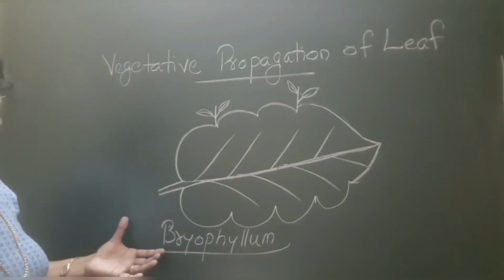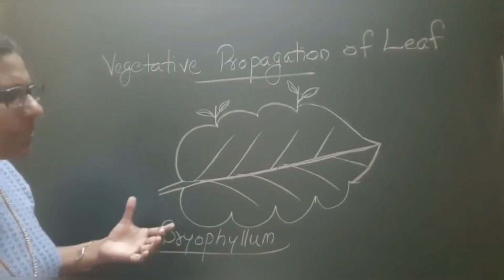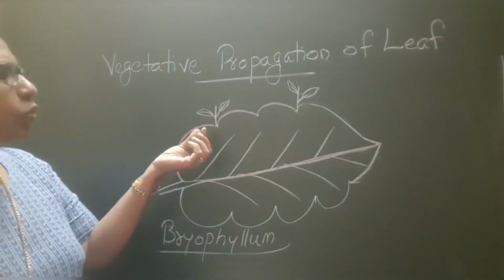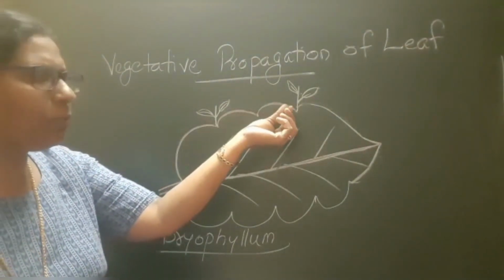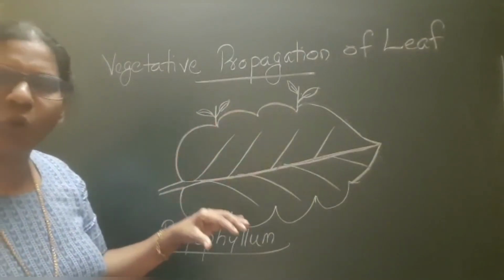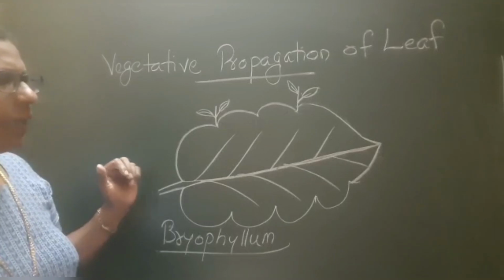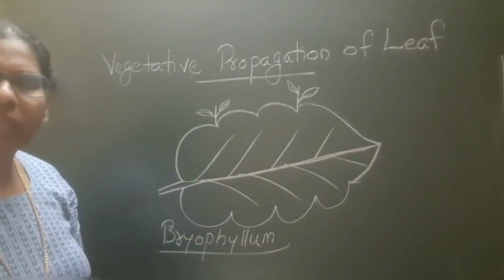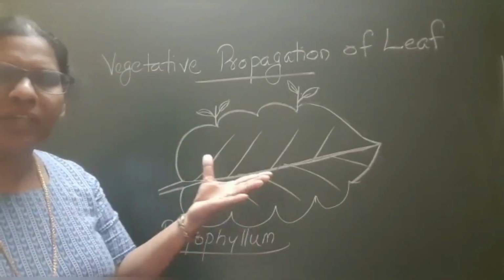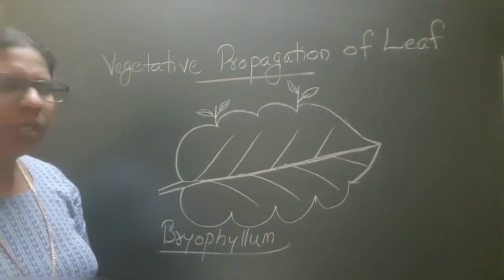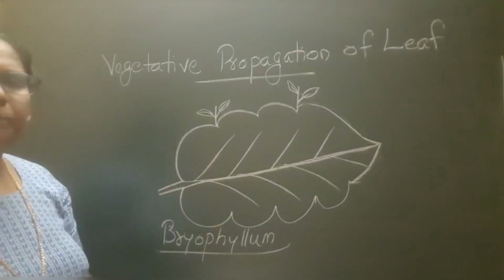Same like begonia leaves also. From these leaves, new plants grow. Once the new plant grows, we can remove it and put it in the soil, and then we can grow it as another plant. It will get roots and new leaves will come from that new plant. That is how these leaves propagate.